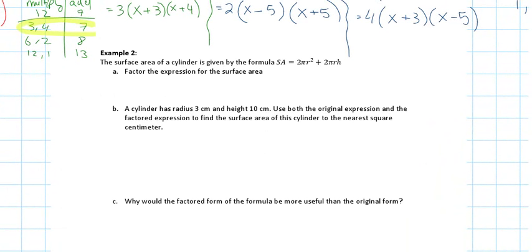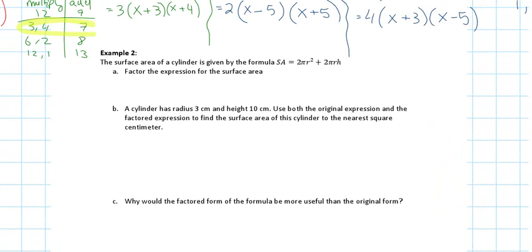So, here is a question that doesn't have a lot of numbers, but it has more letters. Okay? The surface area of a cylinder is given by the formula surface area equals 2 pi r squared plus 2 pi r h. You guys know what pi stands for? 3.1. That's right. So pi is actually a number, right? On the calculator you have the pi button. It's 3.1415. It's an infinite number of decimals.